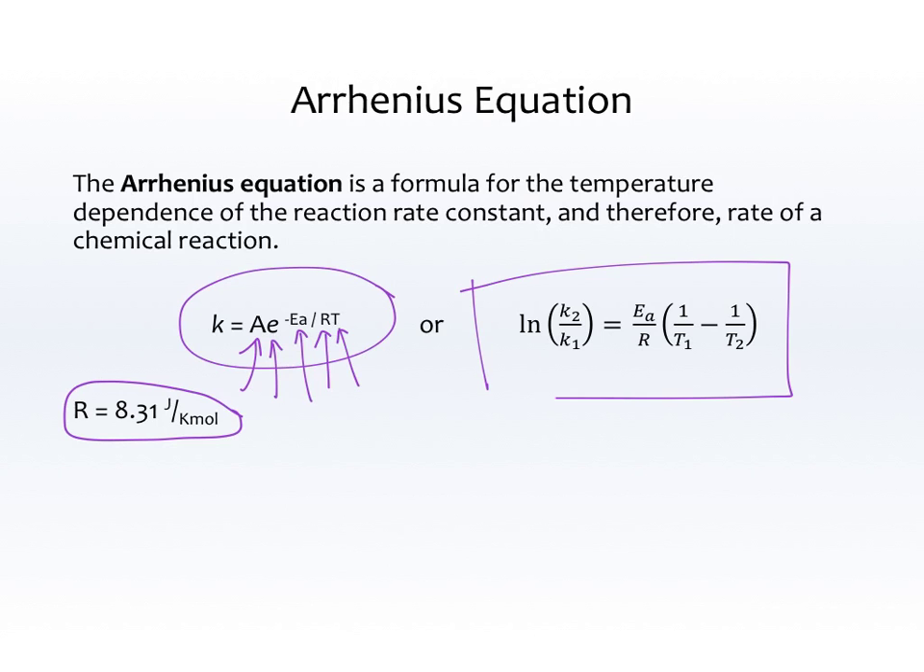Another version of the exact same equation, instead of using the inverse natural log, we've got the plain natural log. ln(K2/K1), that'll be two different Ks at two different temperatures, and then 1/T1 and 1/T2 are the two different temperatures. Ea is the activation energy, and R is the gas law constant in units of joules per K mole. Let's solve this equation just one time so we can see how it works.